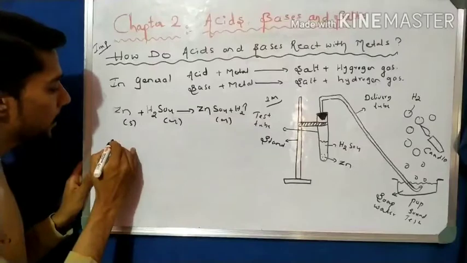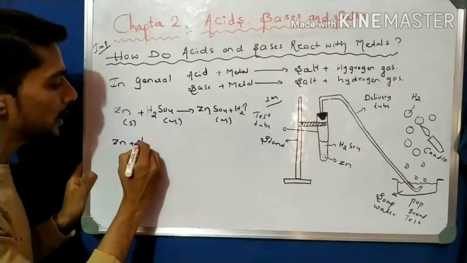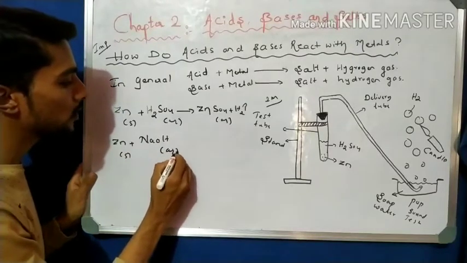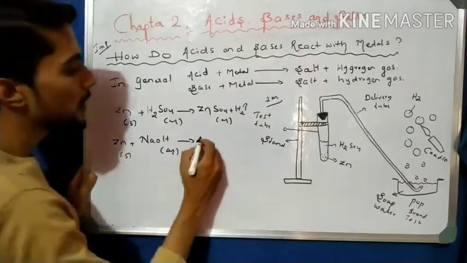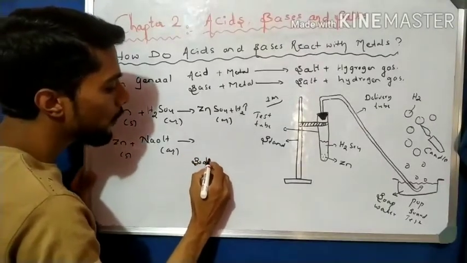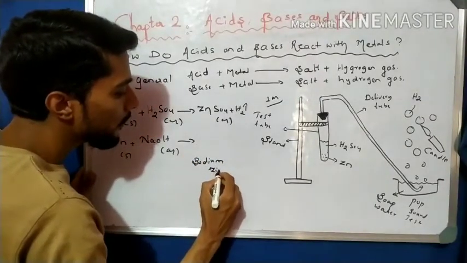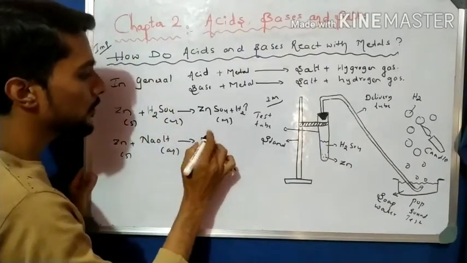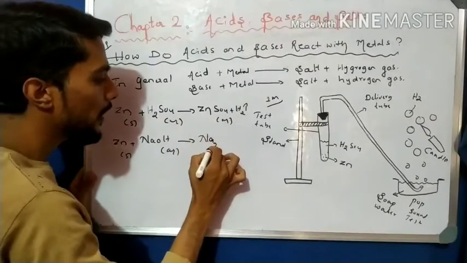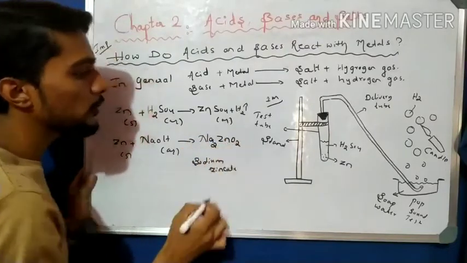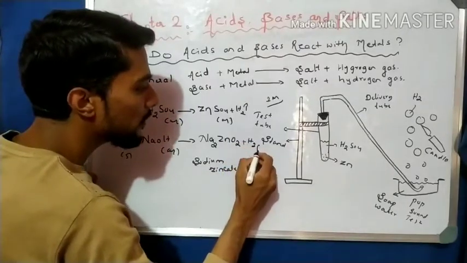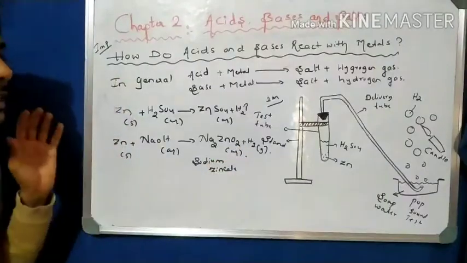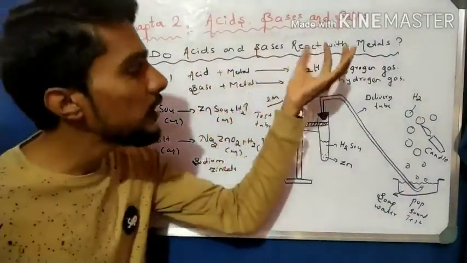Then for the base, Zn plus the base NaOH. Zn is solid and NaOH is an aqueous solution. Now what happens? Sodium zincate is formed. The product is sodium zincate, a salt, Na2ZnO2, plus hydrogen gas is liberated. This is aqueous. So this is about the reaction of acid and base with metals.